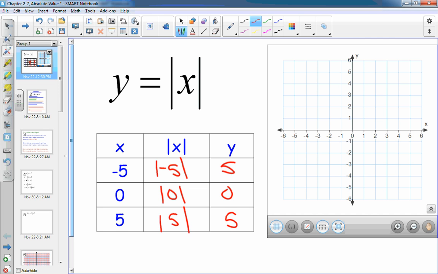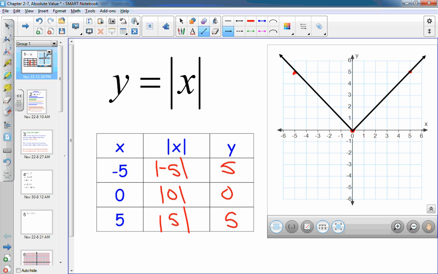Now, if I graph this, what I'm going to get is the point 0, 0, the point 5, 5, and the point -5, 5. And if you connect these, you are going to get this lovely shape of a V. Do we all understand that? That means that every absolute value is in the shape of a V. A V for valley or a mountain. Okay?